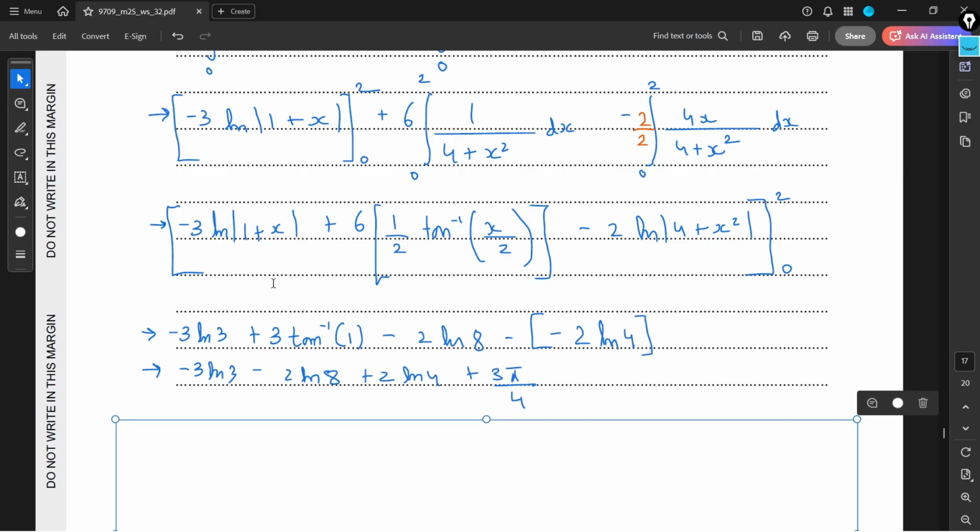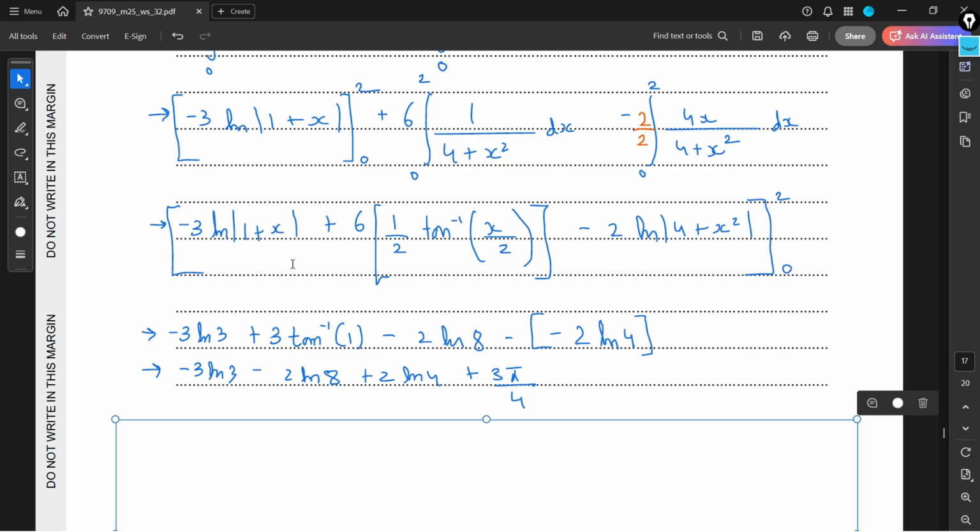Over here, I'm going to put in first of all 2 inside the values of x, and lastly the 0. So whenever I put 2, it's going to become minus ln 3. Over here, 6 by 2 is 3. Tan inverse of 2 by 2 is 1. Minus 2 ln (4 plus 4), which is 8. So minus 2 ln 8.